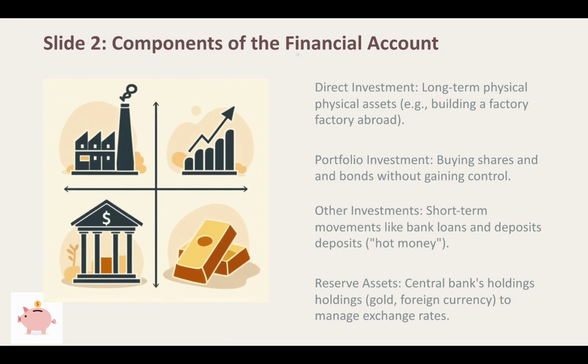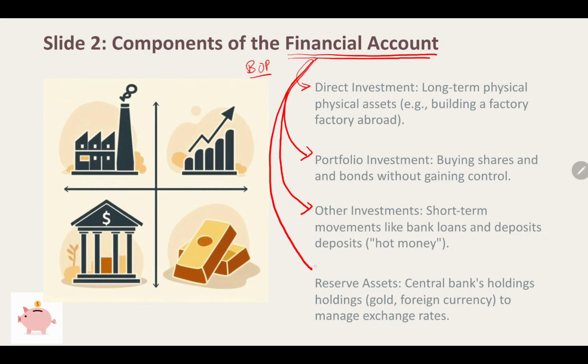What are the components of the financial account? As we know, the financial account is part of the BOP, and it is further bifurcated into different components. Number 1, direct investment. Number 2, portfolio investment. Number 3, other investments. Number 4, reserve assets.